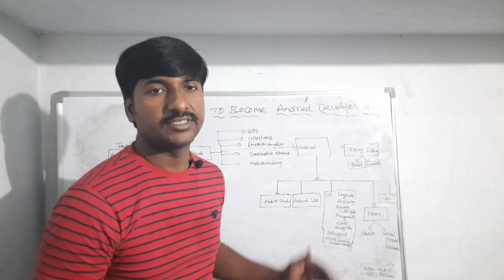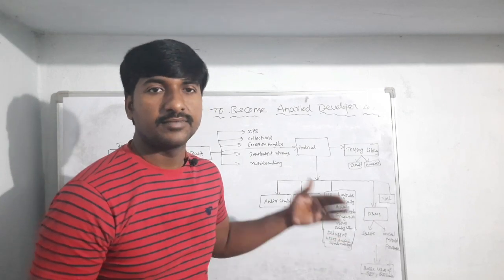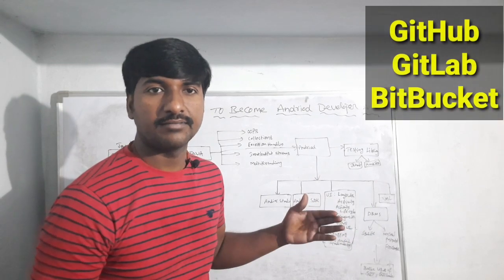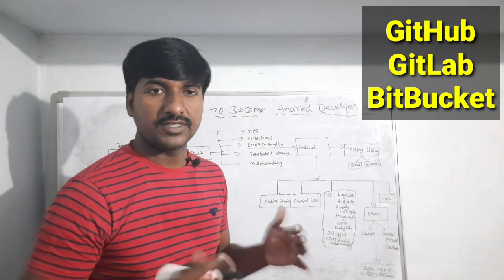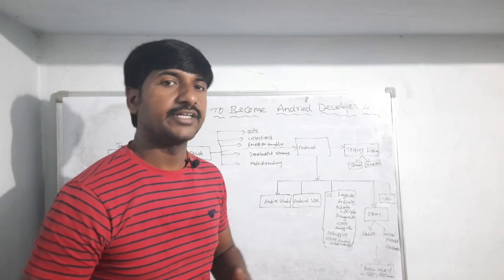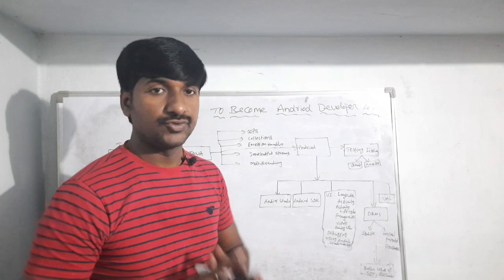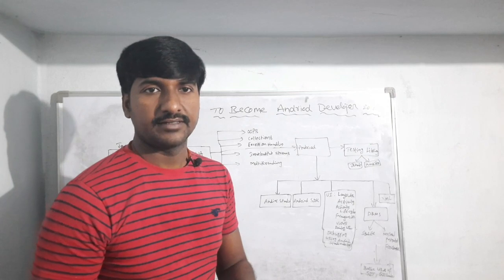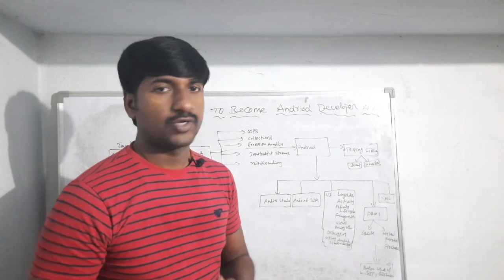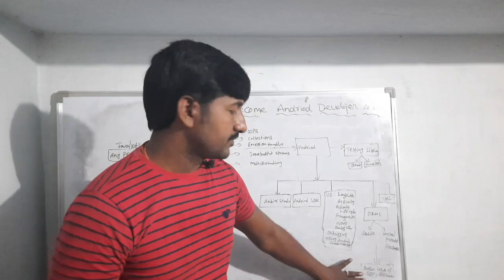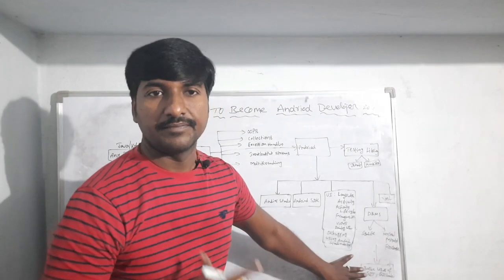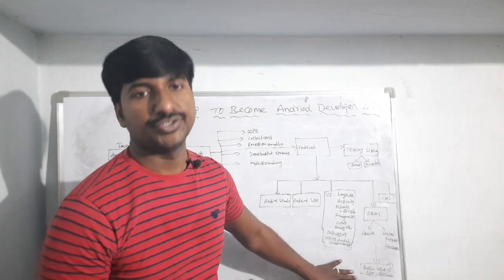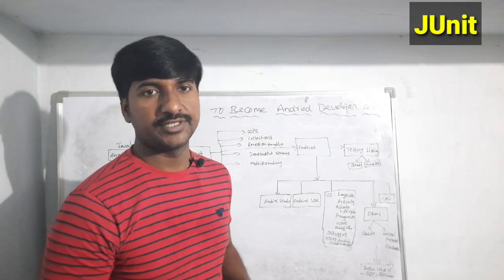Once you are comfortable with database concepts, you have to learn version control system tools, either GitHub or GitLab or Bitbucket. Version control system is very important for any developer. So you should know GitHub, GitLab or Bitbucket. It depends on the organization and the project which version control you have to choose. After becoming familiar with version control, you must know testing concepts as well, like JUnit. The most recommended tool is JUnit.